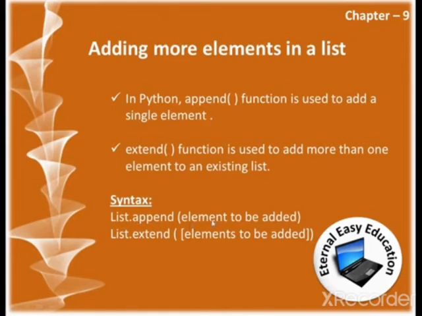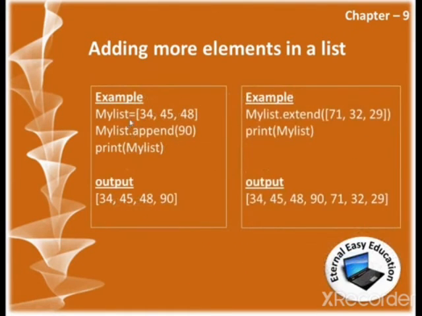List append, the element to be added. List extend, the set of elements to be added. Can you see this? My list 34, 45, 98, append 90. So 90 will be added at the end. Here 71, 32, 29, a set of values, are given in the extend function. The set of values is added at the end.